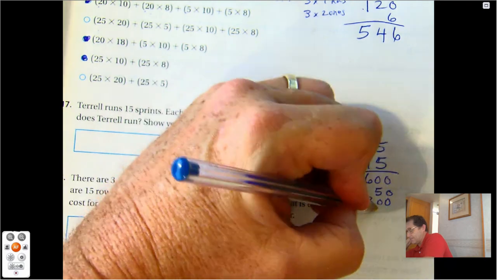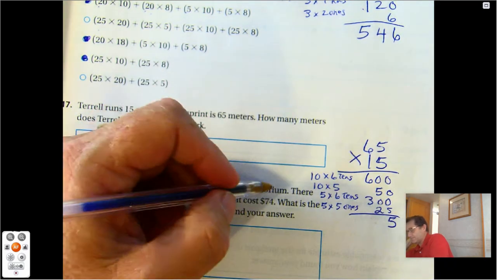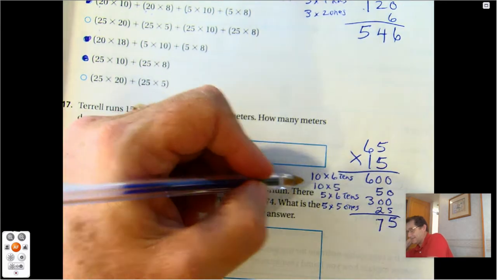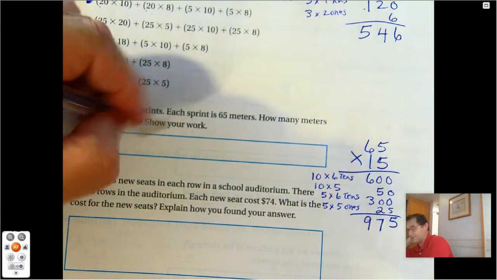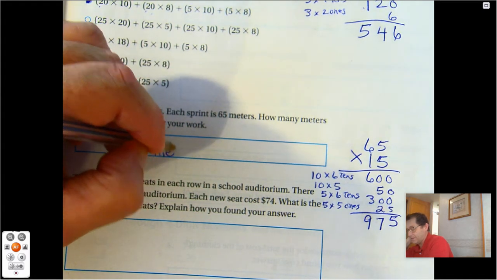So we add those up. We get 5 in the ones place. We have 7 tens. And we have 9 hundreds. So 975 meters. Number 18.